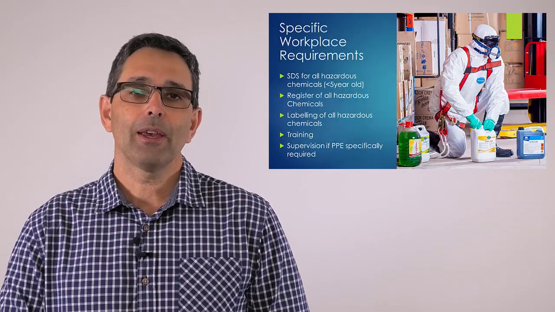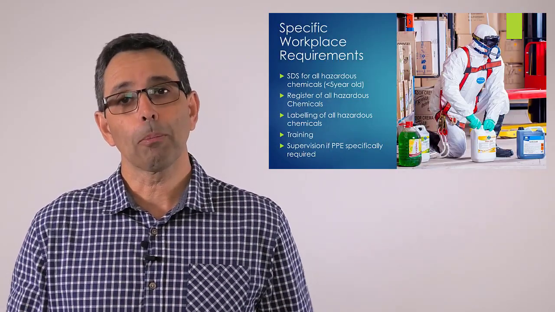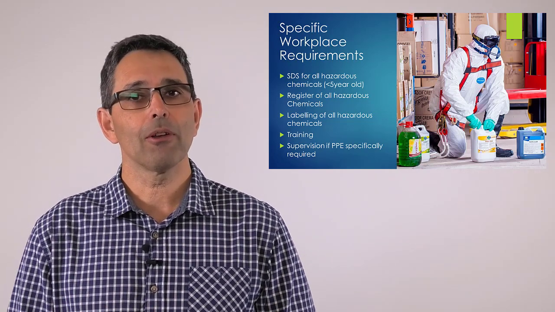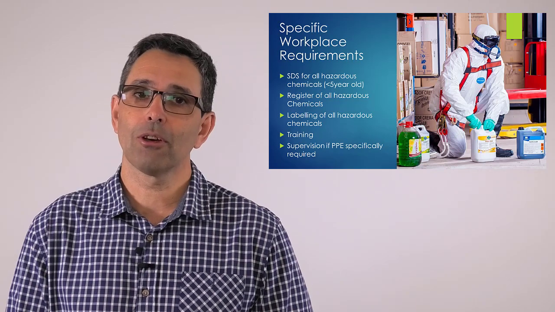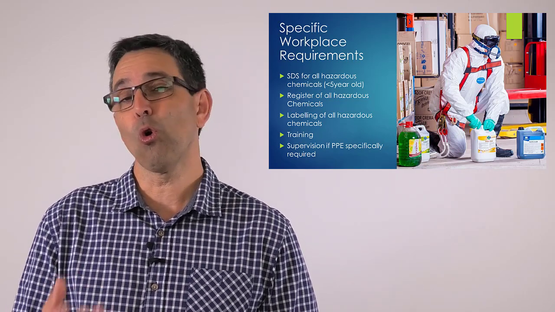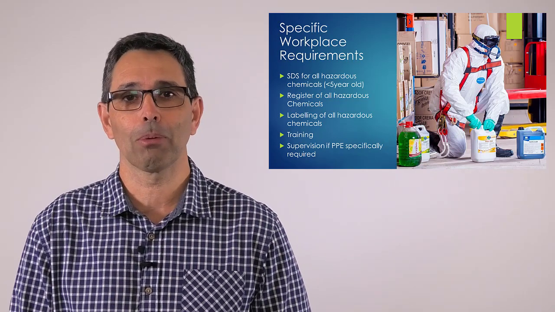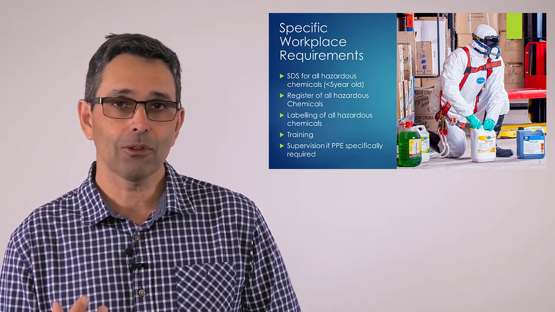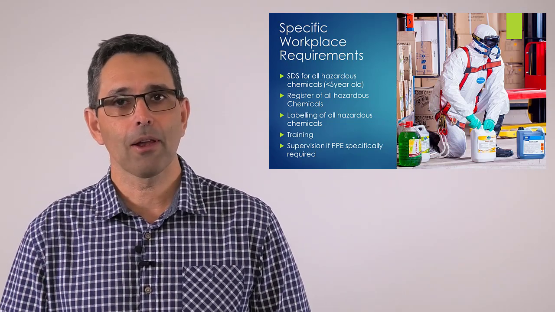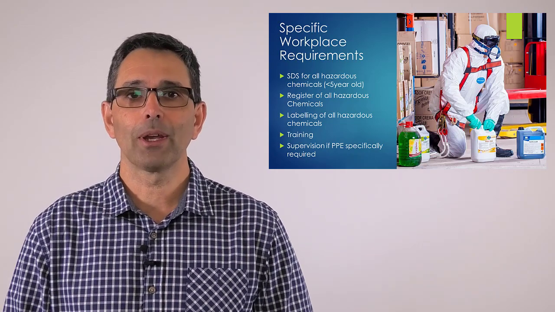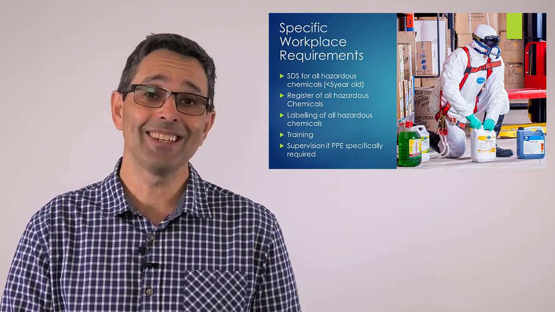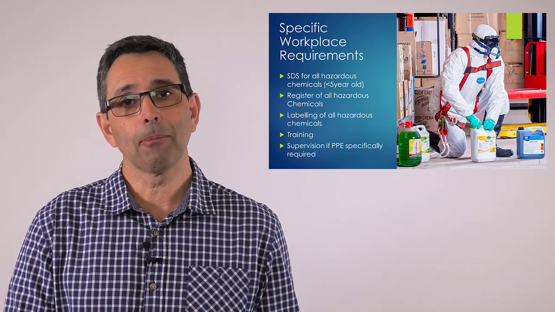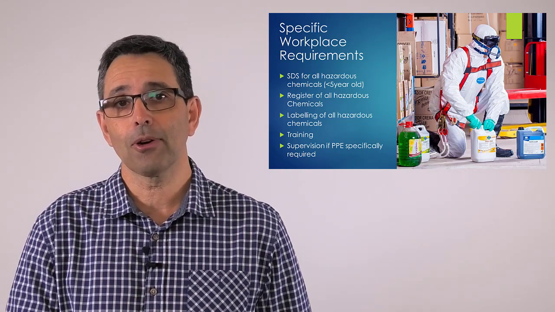For chemicals, there are some specific workplace requirements that are part of the health and safety regulations. One of those is that we do have a register for all the hazardous chemicals that we have in the workplace. The register is going to include the list of hazardous chemicals, where they're located, and as we saw before, we can do a little bit of a risk assessment and detail the control measures that we've got for those chemicals as well. We do need to make sure that we have safety data sheets for every chemical.